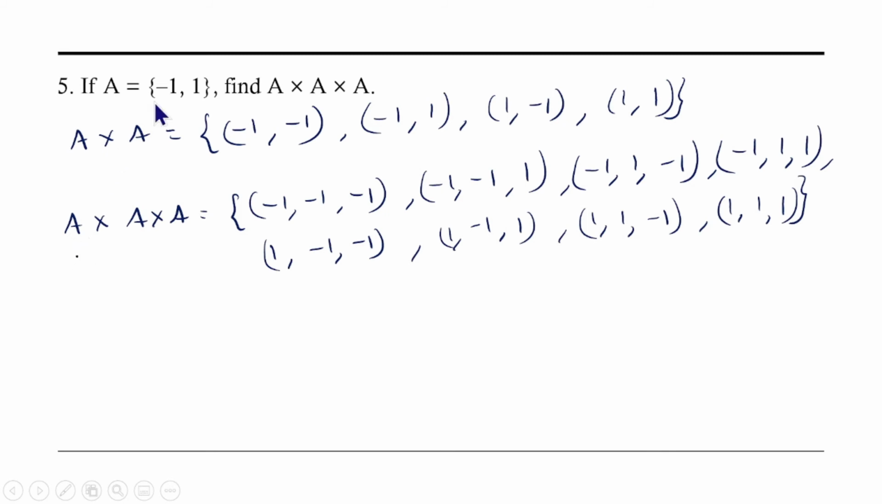So the first element should be from the set A, and after that we have the element from A cross A. So it is (-1,-1,-1), then (-1,-1,1), then (-1,1,-1), that is what we have here, then (-1,1,1). This is here. And then after that we have the next triplet (1,-1,-1) here, then (1,-1,1), then (1,1,-1) and (1,1,1). That is what we have here. So this is A cross A.